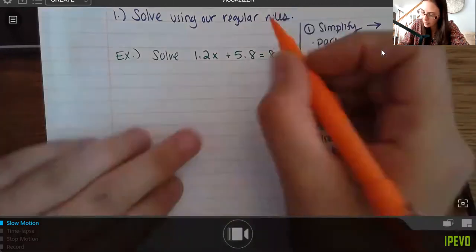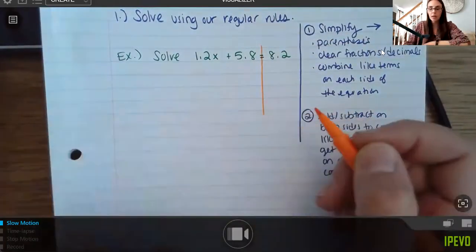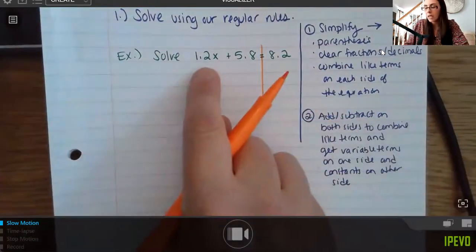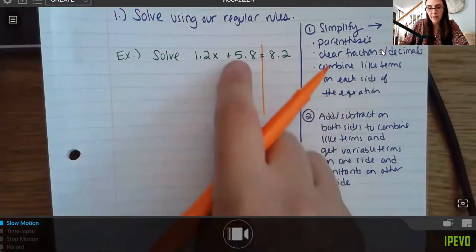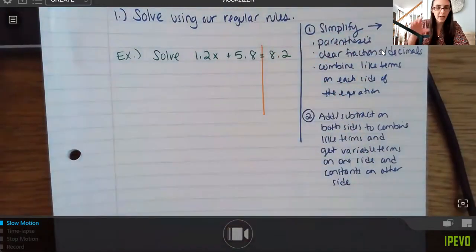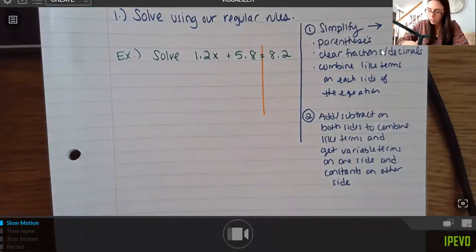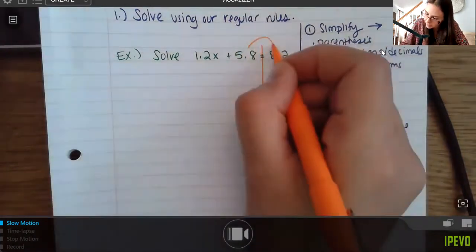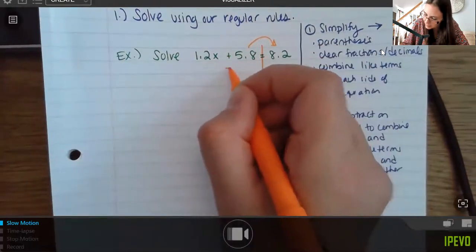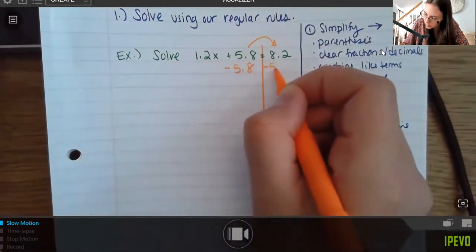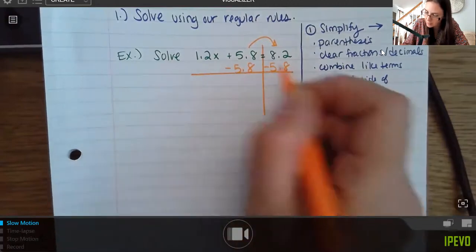So I'm going to just draw that line right through my equal sign. I have x's on the left, and I have a number on the right. So my goal is to maybe get this number on the right-hand side, right? Because I want to combine my terms, but I also want to separate my x's and my numbers. So I'm going to bring this guy over here. So I'm going to do minus 5.8. So remember, we do the opposite when we change sides.